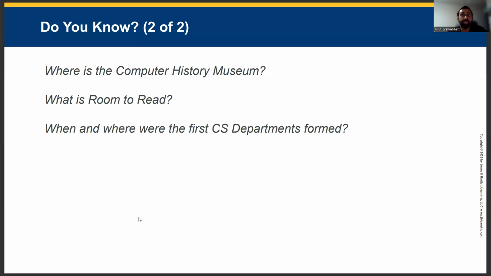Where is the Computer History Museum? What is Room to Read? It's a nonprofit advancing literacy and gender equality. When and where was the first CS department formed? Purdue and Stanford in the 60s.